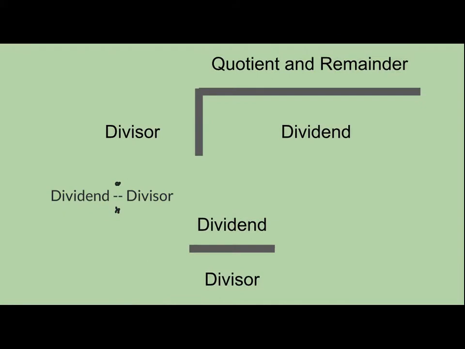As we know, the dividend is the number that is being split up into different parts. So it's inside the box, it's the numerator, it's the first number. The divisor is the number of groups that we're breaking things into, so that's outside the box. It's the second number, that's the denominator. And then obviously the quotient is our answer, and remainder is anything left over.